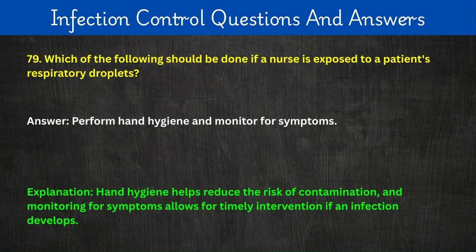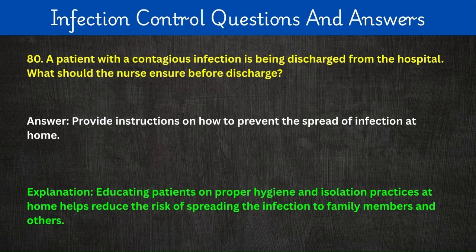79. Which of the following should be done if a nurse is exposed to a patient's respiratory droplets? Answer: perform hand hygiene and monitor for symptoms. Explanation: hand hygiene helps reduce the risk of contamination, and monitoring for symptoms allows for timely intervention if an infection develops.